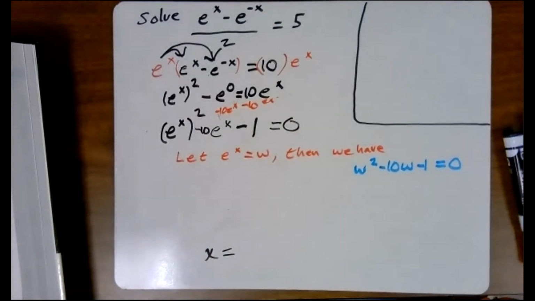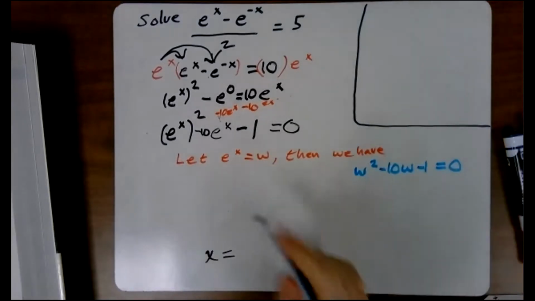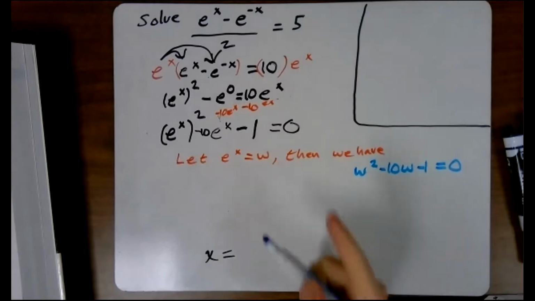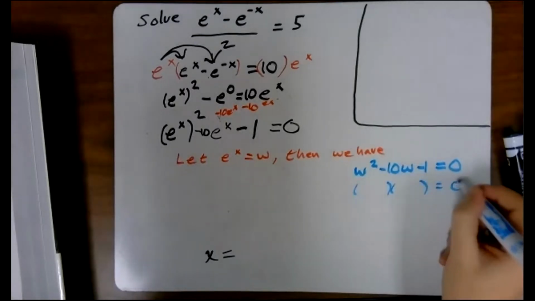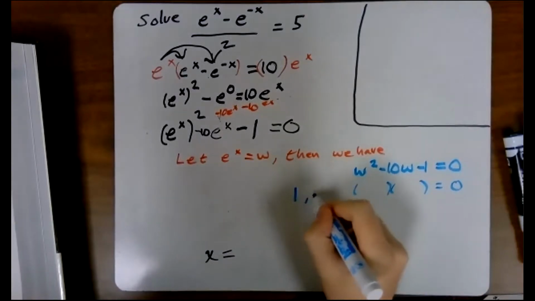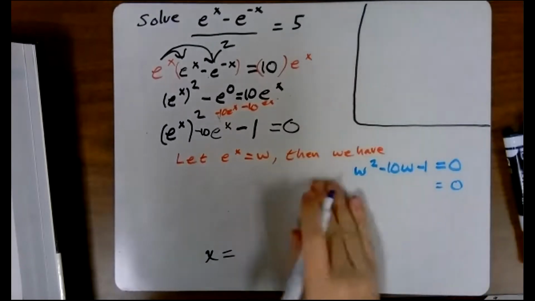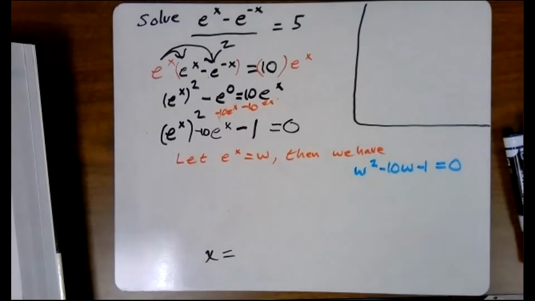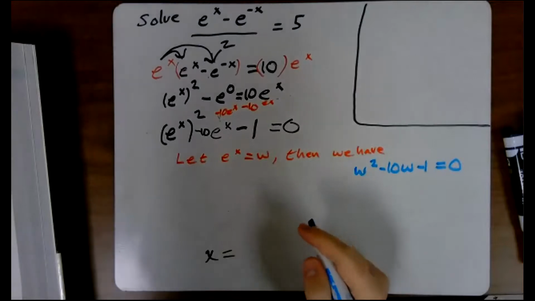Hey, I guess we could factor this. Or, well, maybe we can't. But this is a quadratic, and we know how to handle quadratics. First, we could try factoring. The factors of negative 1 are 1 and negative 1. None of those add up to negative 10, so we actually can't. Okay, never mind, so much for that. Whenever you can't factor, your other options are completing the square or the quadratic formula. Let's use the quadratic formula.